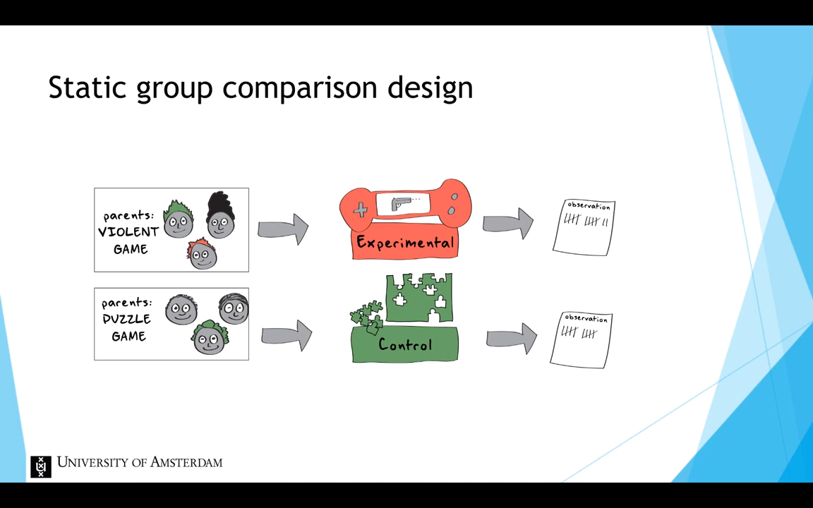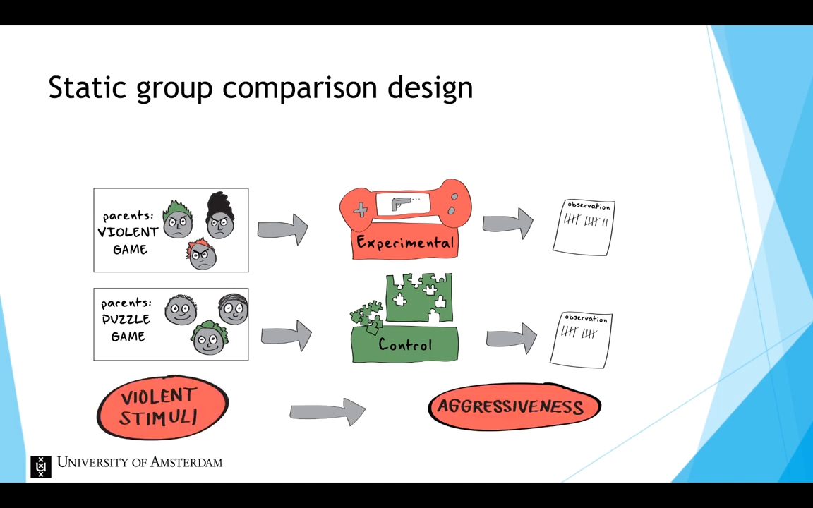This means that the selection threat to internal validity is always present. The selection threat also makes the causal direction more ambiguous. What if more permissive parents with more aggressive children selected the violent video game, showing a higher aggressiveness to start out with? Did violent stimuli cause aggression, or did permissiveness and aggression lead to the selection of violence?